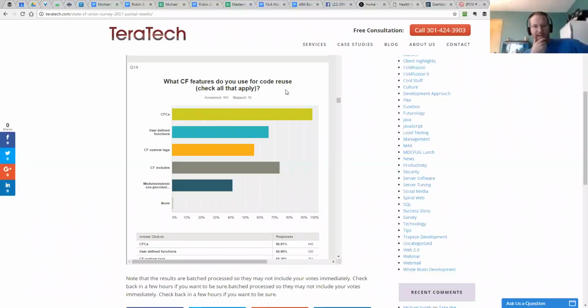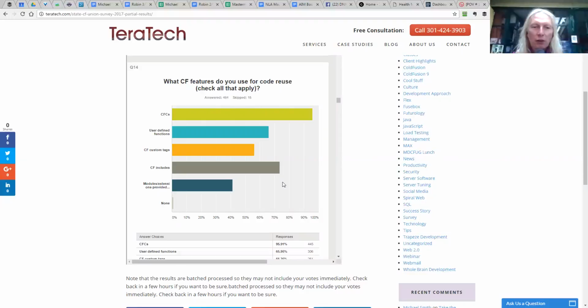Now, the only surprising thing in this question for me, we did add modules and extensions that are provided by your framework. That was a new answer this year. The only thing that's surprising about this one, though, is the none. There's actually a couple people that somehow managed to not use anything. 5 people. I mean, how do you not use even CF includes? I can't imagine. Unless there's 5 people that no longer program in ColdFusion who took the survey. Well, that's possible. I guess if you had a really long piece of spaghetti code, with no includes, that's possible, but I wouldn't recommend it.